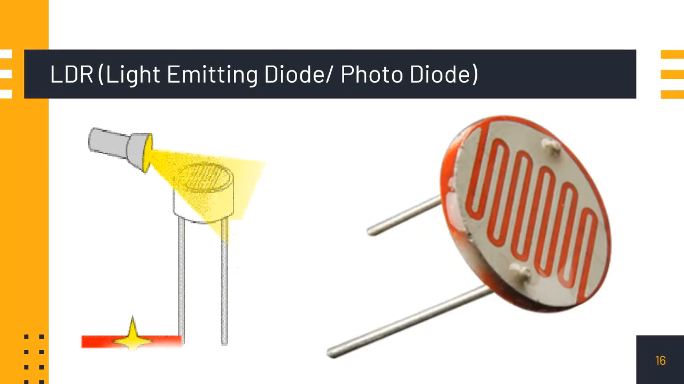ठीक है? The next and major component is LDR, that is called as light emitting diode or photodiode. यदि आपको इसको थोड़ा सा देख के समझ में आ रहा हो, so this is not exactly the diode. ठीक है? This is called resistor. Light emitting resistor or light emitting diode. This is a mistake in here, guys. This is not light emitting diode. This is light dependent resistor. Okay, just correct it here. I'll just let you know.